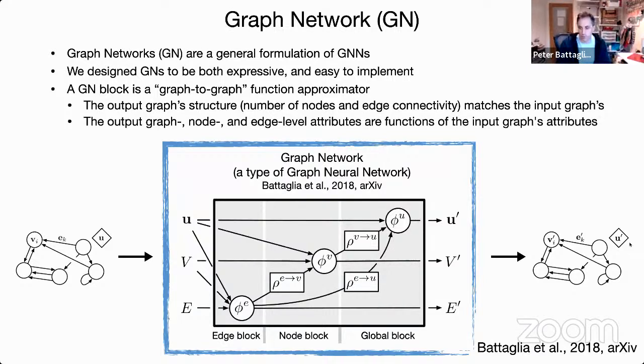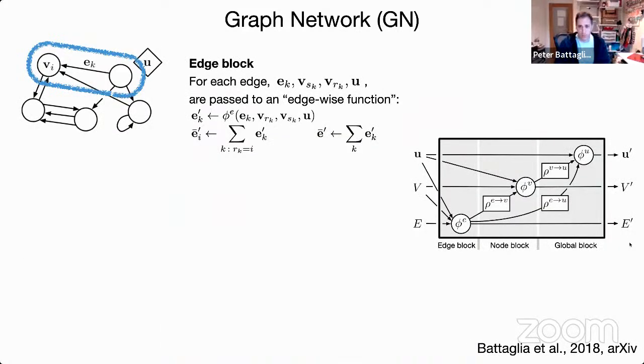So let me describe how this kind of complicated box works. If you have some graph, that's in the top left of the screen, you've got your nodes represented by V, your edge attributes by E, and then that U diamond thing is supposed to be a graph level feature as well. The way that this algorithm works is it takes as input the graph, so it takes as input the edge, node, and global level attributes. And again, it predicts some update to them.